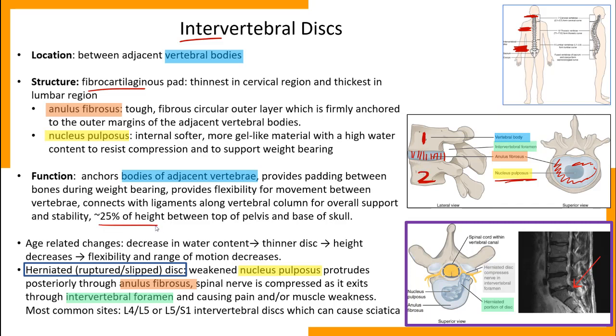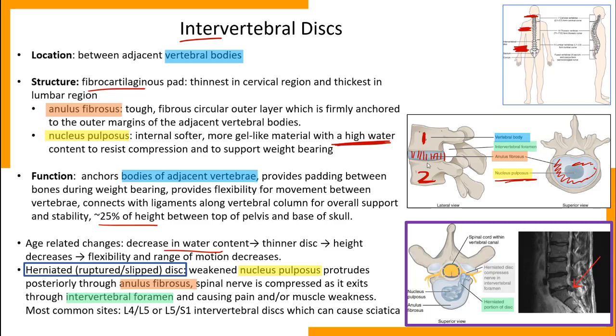and it makes up about 25% of the height between the top of the pelvis and the base of the skull. And what happens as we age is that these intervertebral discs lose water, right? And you can see here the nucleus pulposus has a high water content. And so if you lose that water content, then the intervertebral discs become thinner, and then grandma shrinks.